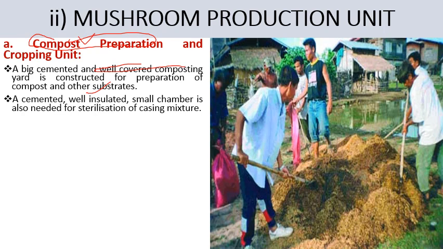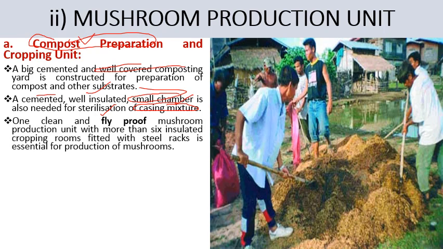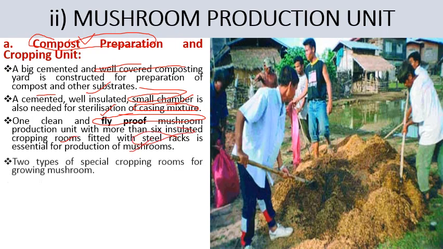Then in addition to this we require a cemented, well insulated small chamber which is used for sterilization of casing mixture. For the sterilization of the casing mixture we need one more chamber. Then we require one clean and fly-proof mushroom production unit with more than 6 insulated cropping rooms fitted with steel racks, which is essential for production of mushroom.